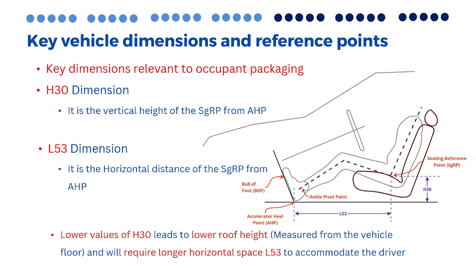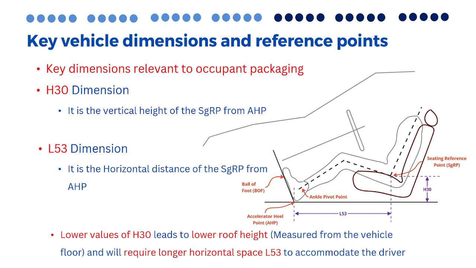A lower value of H30 allows for a lower roof height but requires more horizontal legroom to keep the driver comfortable. A balance of H30 is essential as it affects visibility and ease of entry and exit, especially in vehicles where maintaining head clearance is crucial.